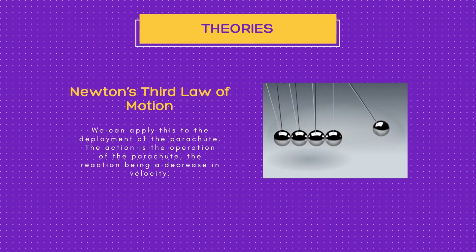The last theory is Newton's third law of motion. We can apply this to the deployment of the parachute. The action is the operation of the parachute, while the reaction is the decrease in velocity.